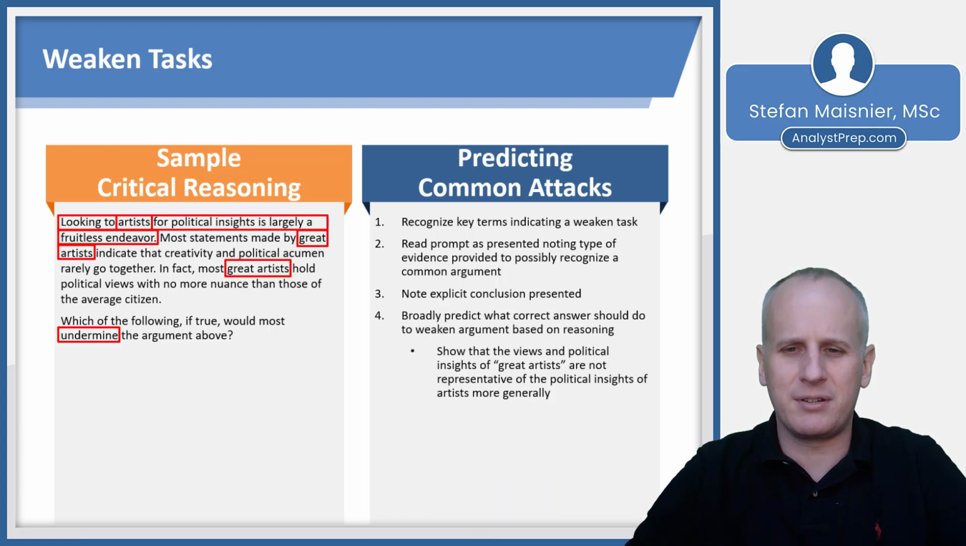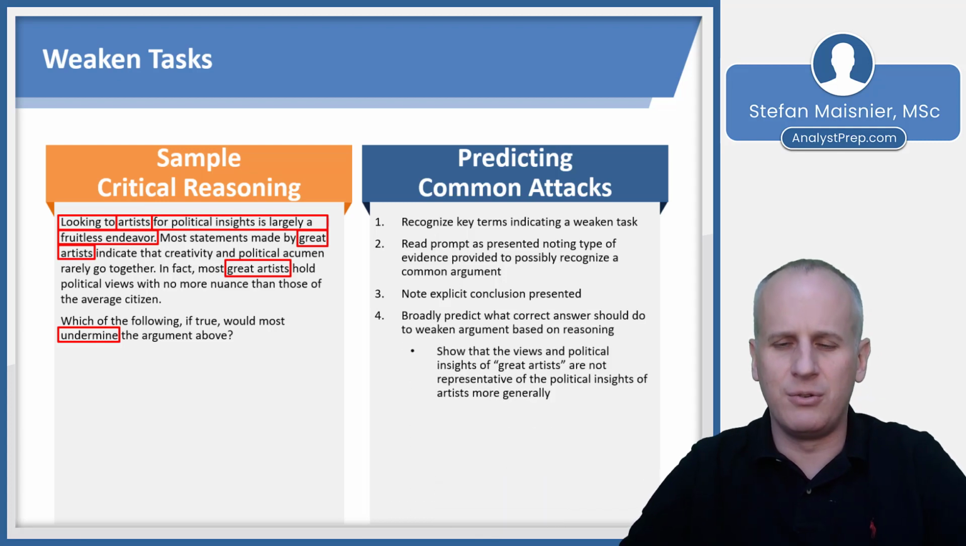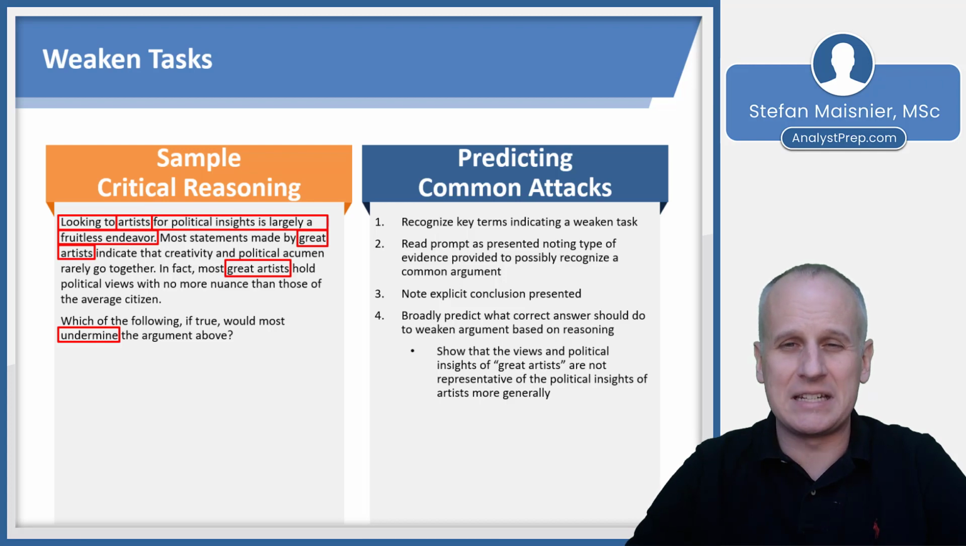So we want to broadly predict what the correct answer should do based on the reasoning. And if we note this term shift, we know that our prediction should be something to the effect of show that the views and political insights of great artists are not representative of the political insights of artists more generally, because that's the shift in representation that makes the sample seem non-representative.